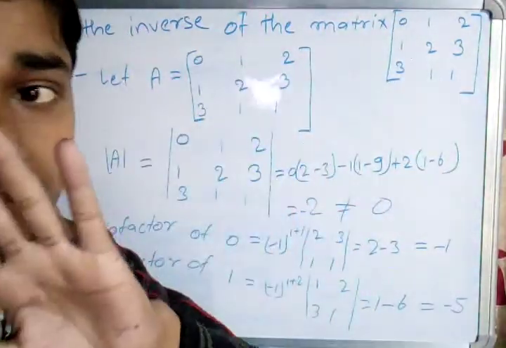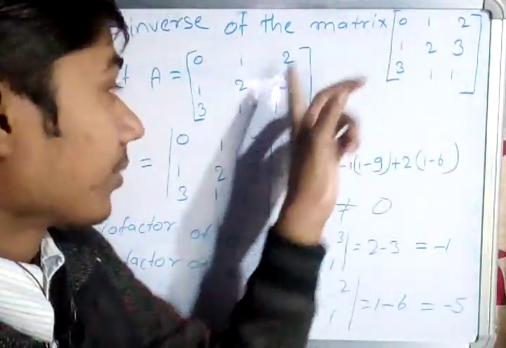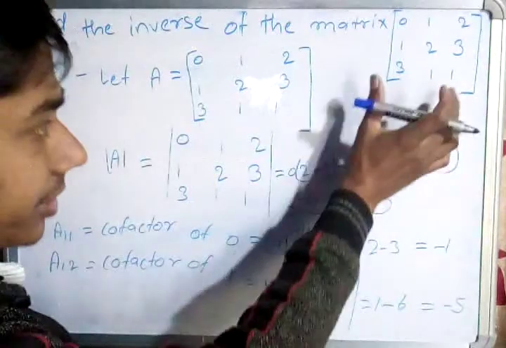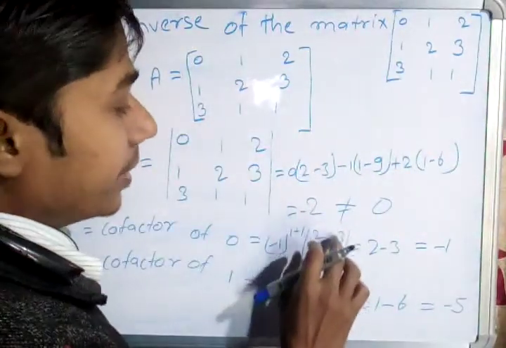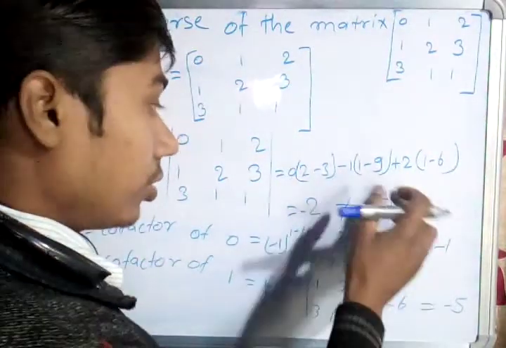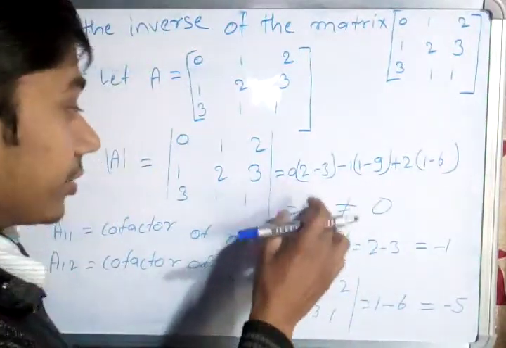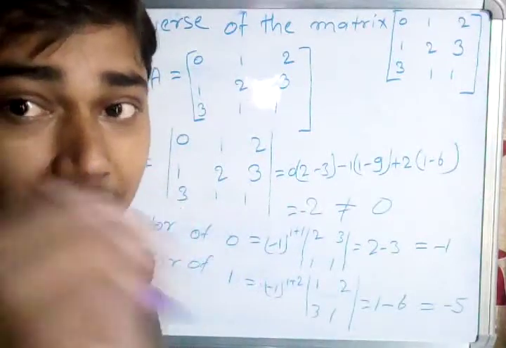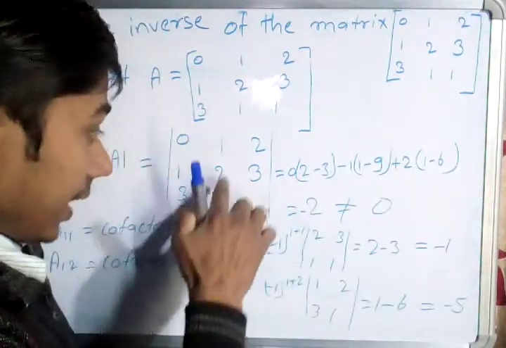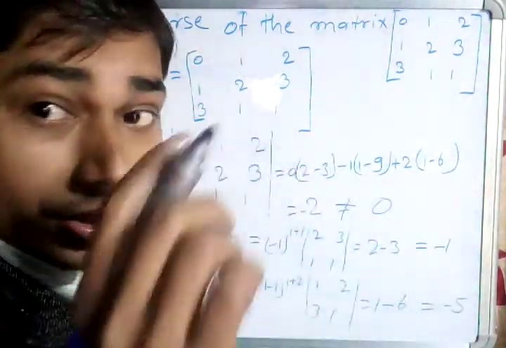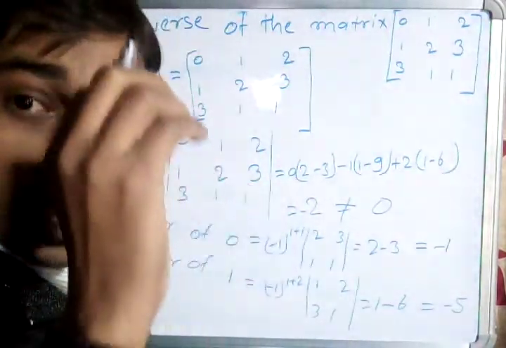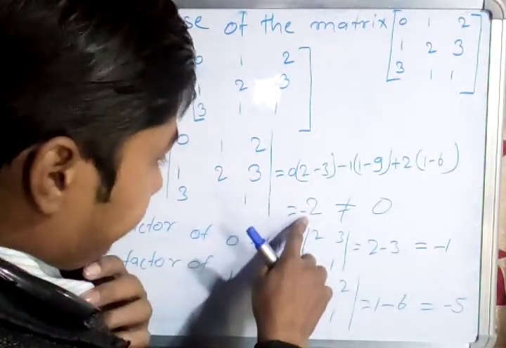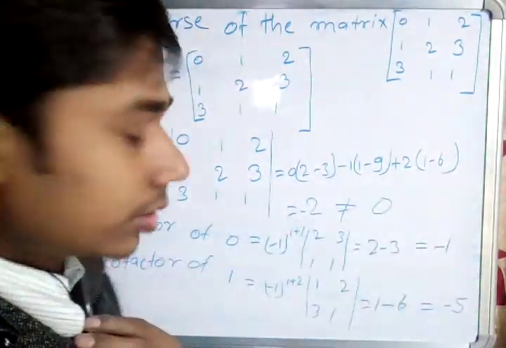Then to find the inverse of A, let A be equal to this matrix. The determinant of this matrix we get is -2, which does not equal 0. Then this matrix is a non-singular matrix. The determinant we get is -2, not 0.